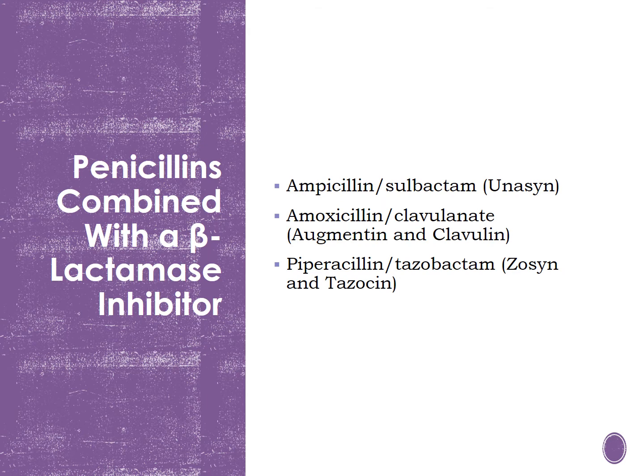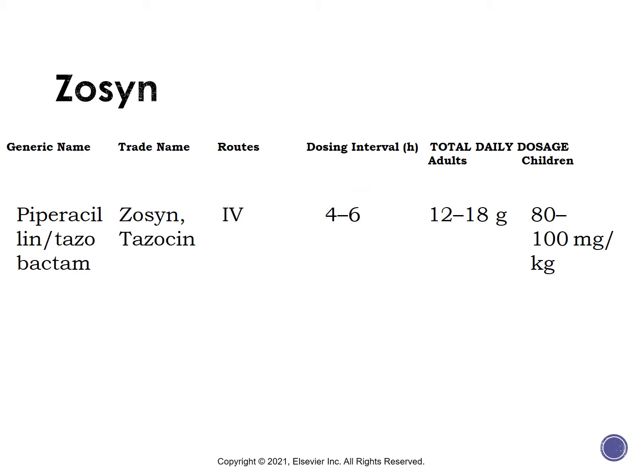Penicillins can be combined with a beta-lactamase inhibitor. There are different combinations listed here, including Unasyn, Augmentin, and Zosyn. Because Zosyn is used so often, I did want to spend just a minute talking about the dosing for Zosyn.